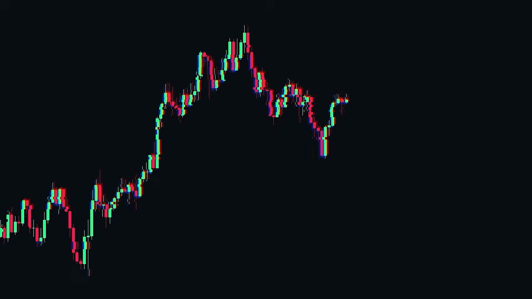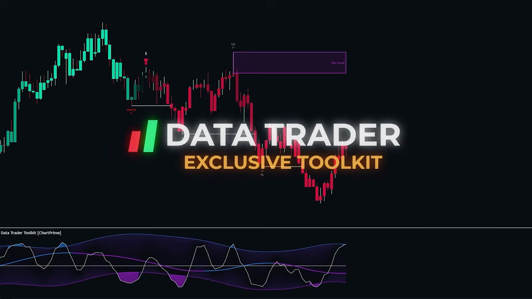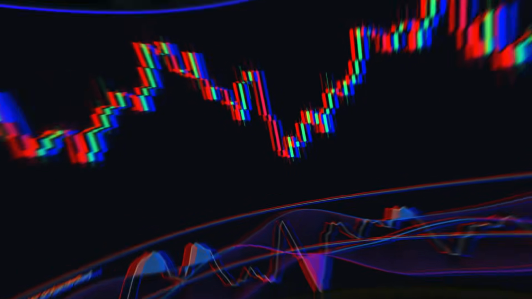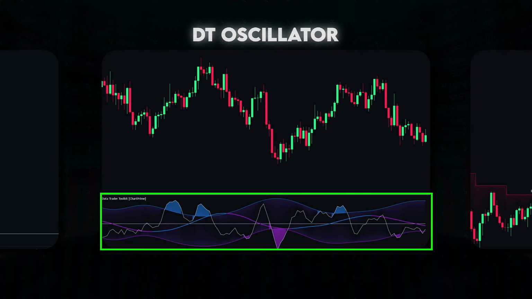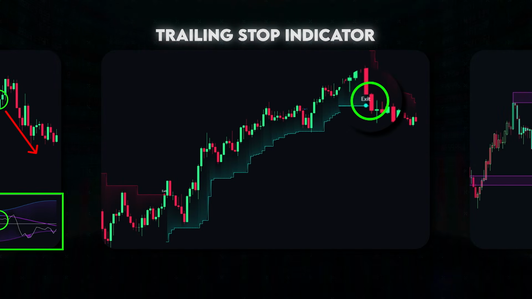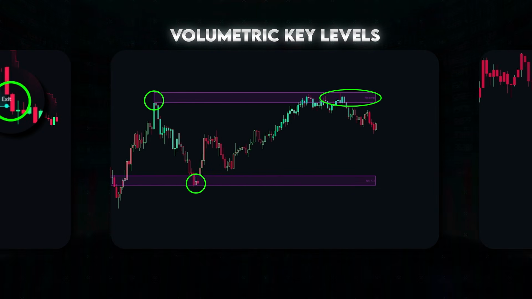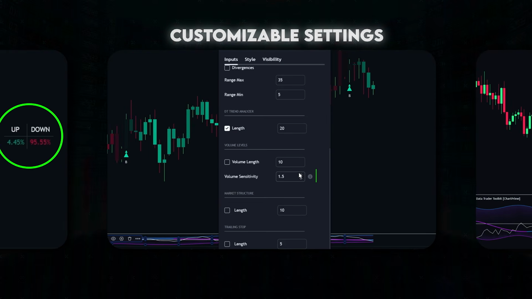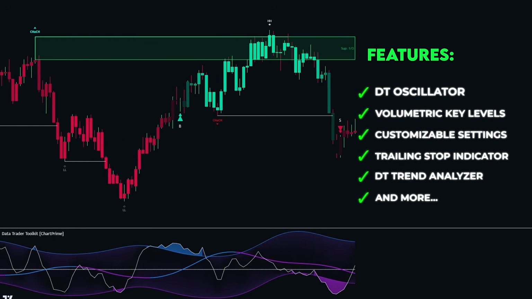So I present to you the Data Trader Toolkit, a set of indicators that contains everything a trader needs to profit in any market condition. It features the one-of-a-kind DT Oscillator, which gives extremely accurate buy and sell signals, a trailing stop indicator to help you exit your trades at the best price, volumetric key levels that highlight key reversal zones with the highest probability, a trend bar that shows you the exact percentage of the trend strength, customizable settings where you can change the sensitivity based on whether you're a more aggressive or passive trader, and many other features contained in this indicator.